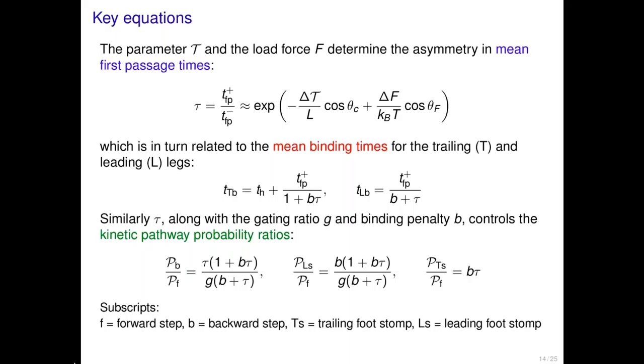The mean binding time now involves chemistry, and that's given by these two little formulas in black, and they involve chemistry because they involve hydrolysis rates for both the trailing head binding in the forward direction and the backward step as well. And then you can see that for all other measurable quantities, namely the ratio of the probability of going forward to backward, they all involve a combination of both the first passage time, determined purely by structural terms in our theory in any event, and chemistry, like gating ratio, binding penalty, etc.